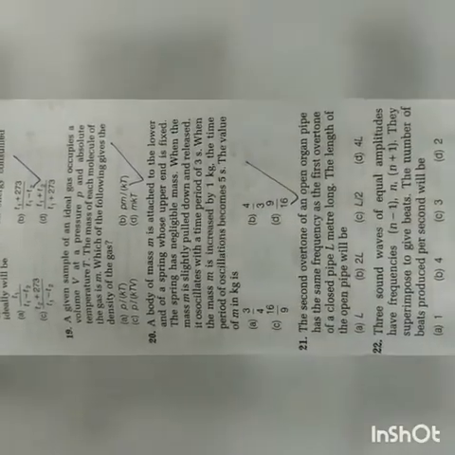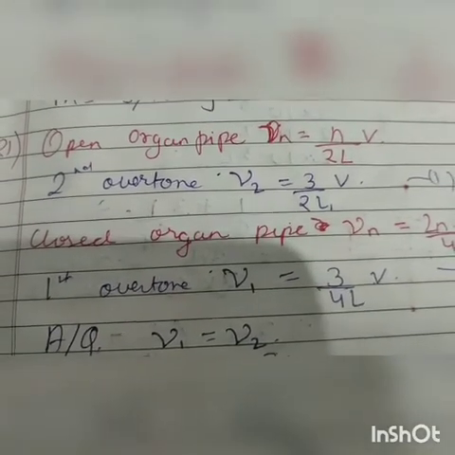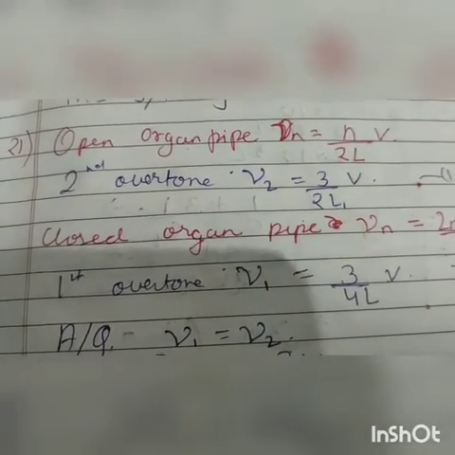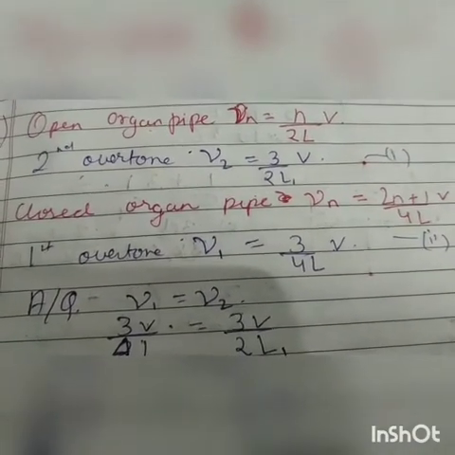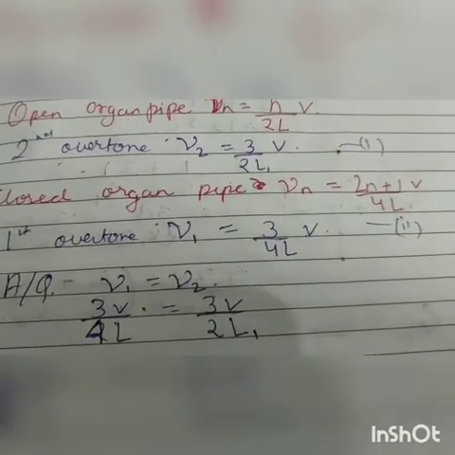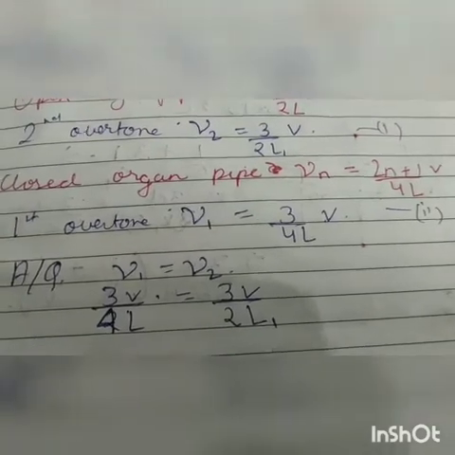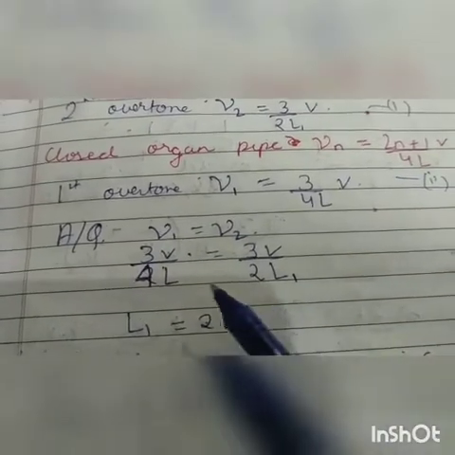Now question number 21. The second overtone of an open organ pipe has the same frequency as the first overtone of a closed organ pipe, L meter long. The length of the open pipe will be... Here for the open organ pipe, ν = nv/2L. In the second overtone we have 3v/2L, and for the closed organ pipe we have ν_n = (2n+1)v/4L. So in the first overtone we have ν_1 = 3v/4L. We equate them and put in all the values, and we get L1 is equal to 2L. So here it's 2L.